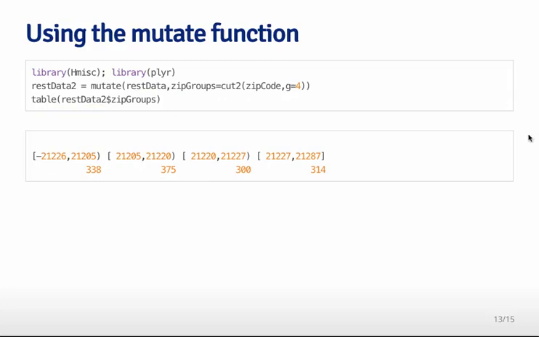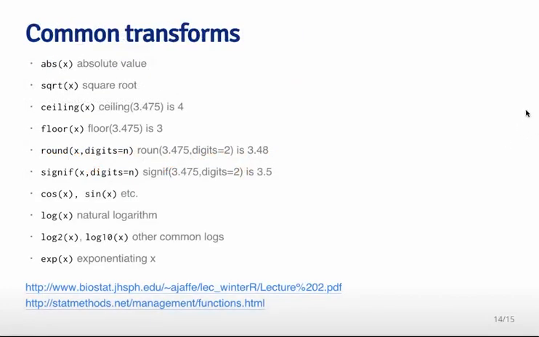Another thing that you're probably going to do with quantitative data, in an exploratory analysis, is apply some different transformations. So here's a list of the most common transformations, taking absolute values and square roots. You might take the ceiling or the floor if you want to round values up or down to the nearest integer. You can also use the round function to round to as many digits as you'd like, or the signif function to round to as many significant digits as you'd like.